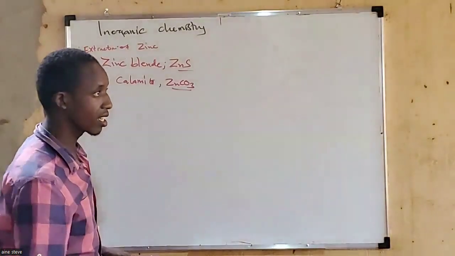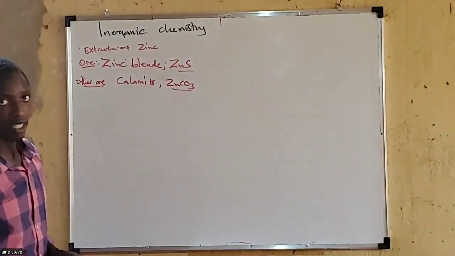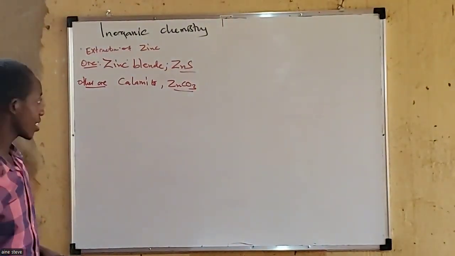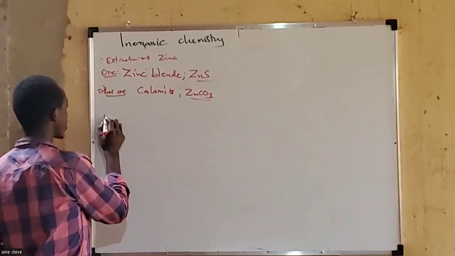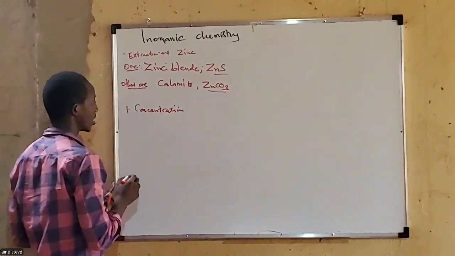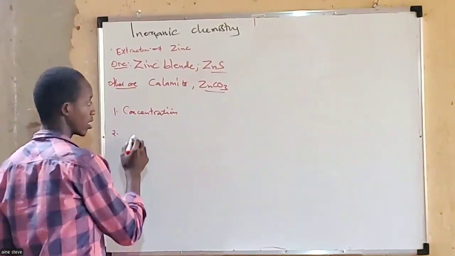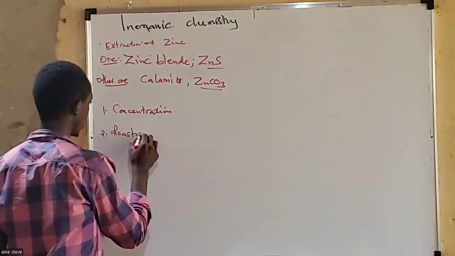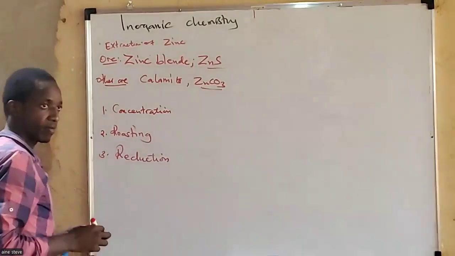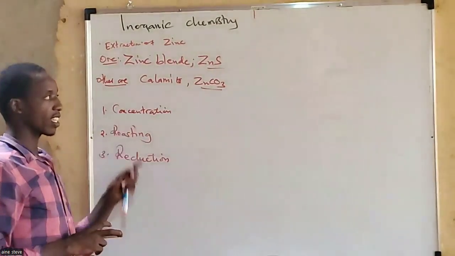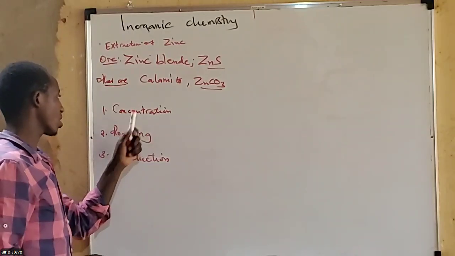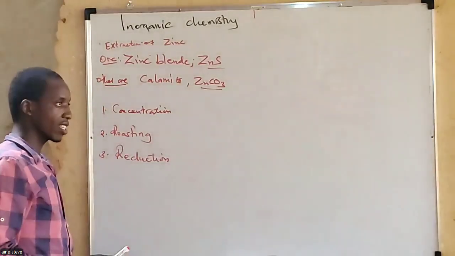So when you are extracting zinc, it undergoes a series of stages. There are basically 3 stages that we shall look at. The first one is called concentration. The second one is called roasting. Then the third one is called reduction. So the first one is concentration, the second one is roasting, the third one is reduction.